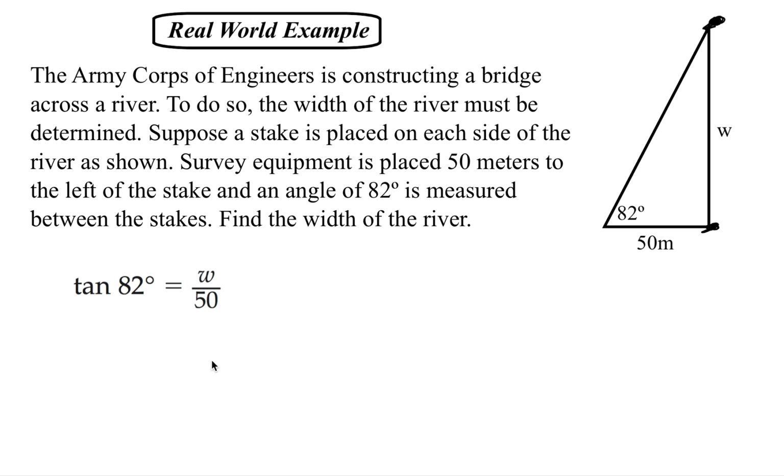If I want to solve that for W, I multiply both sides by 50, and I get W equals 50 times the tangent of 82 degrees. Make sure that you're in degree mode again. Take the tangent of 82 on your calculator and then multiply it by 50. And the width of the river to the nearest tenth is about 355.8 feet.